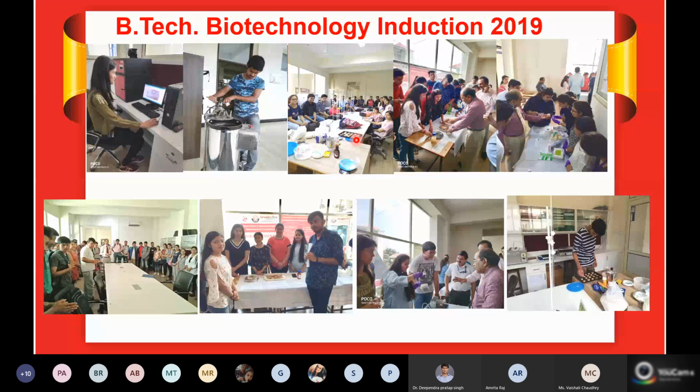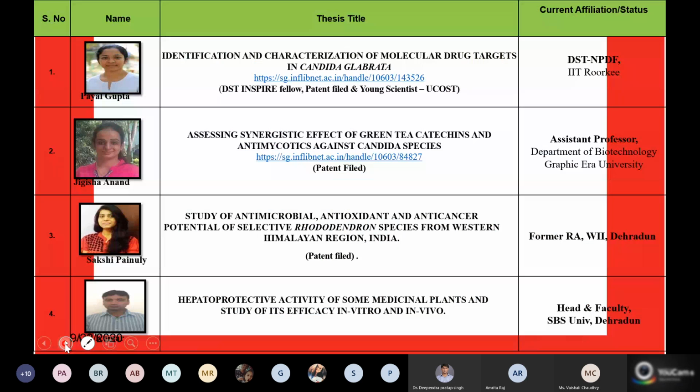He is the Honorable Pro Vice Chancellor, sir, and the students are checking his blood group. They are students of different programs or branches, including CS, and they are checking the blood group of the Honorable Pro Vice Chancellor, sir. Likewise, different activities were done by the students during the induction 2019.